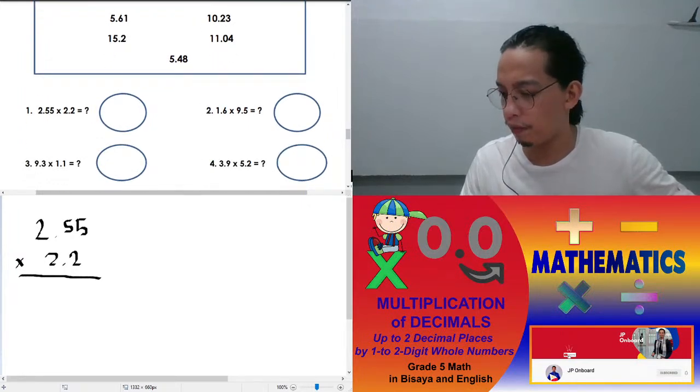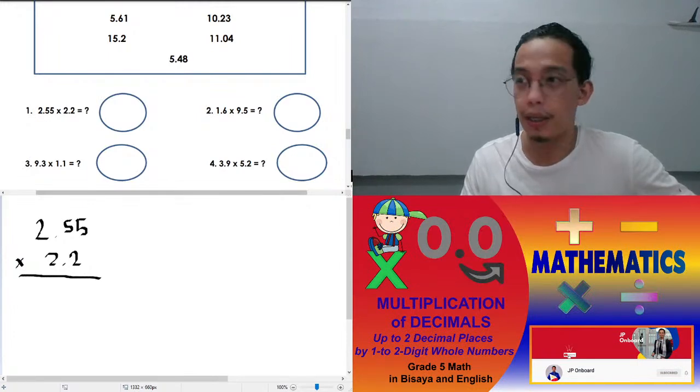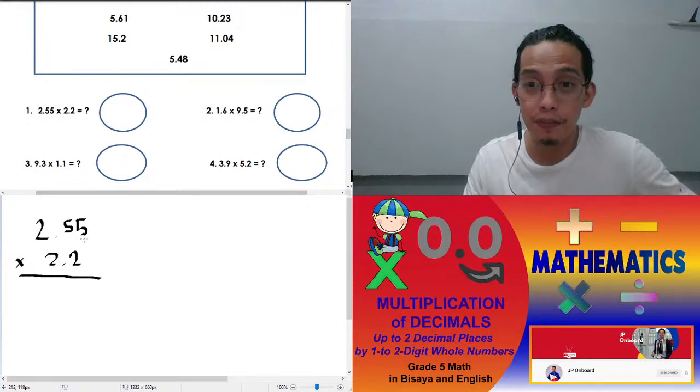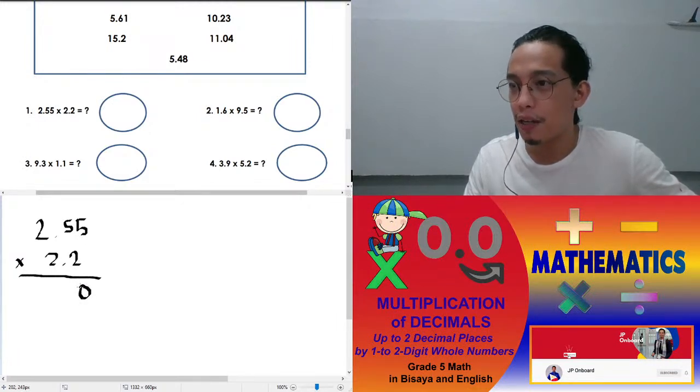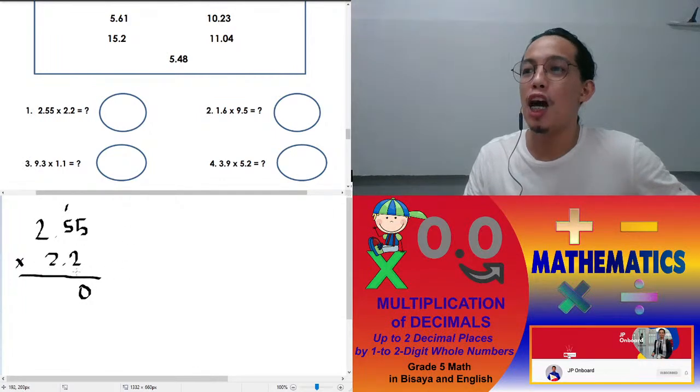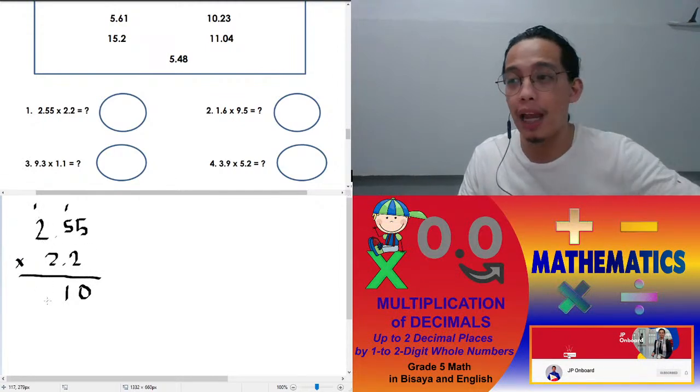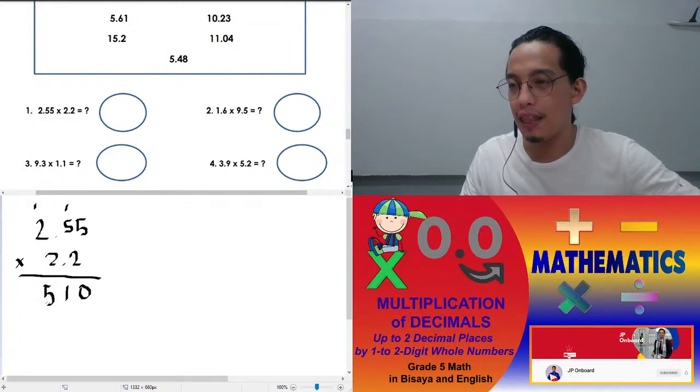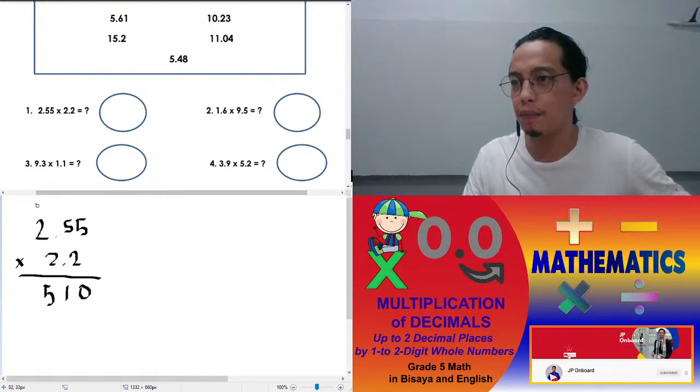Okay, so 2.55 times 2.2. So we started here. 2 times 5 is 10. So we write 0 here and we carry 1 to the next digit. 2 times 5 is still 10 plus 1 that we carried. It's 11. So carry 1. 2 times 2 is 4 plus 1 that we carried, it's 5. And then we go to the next digit.